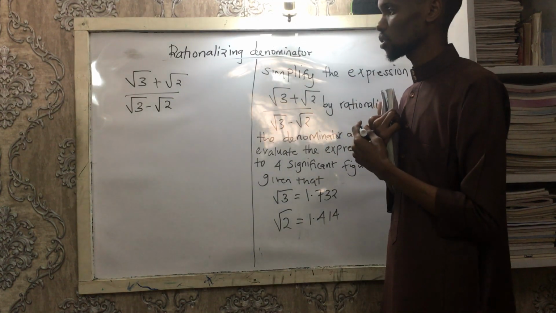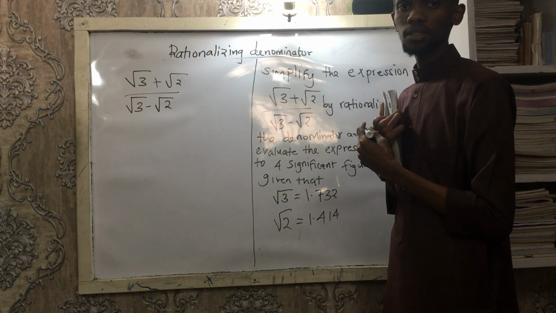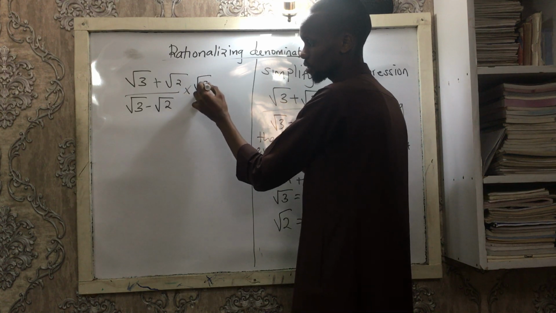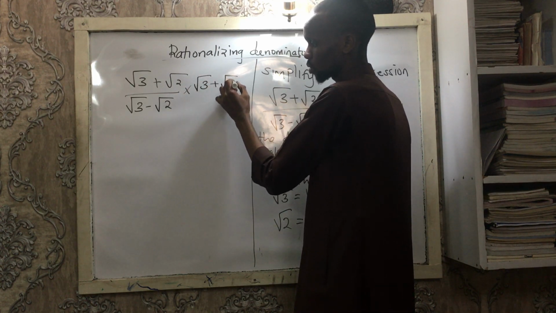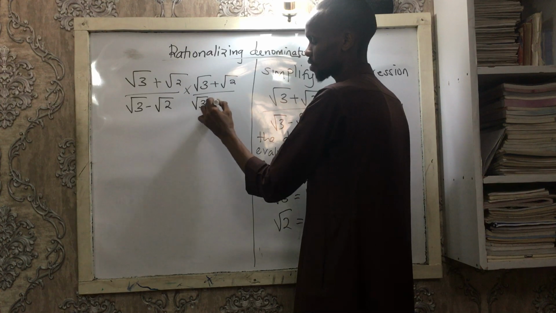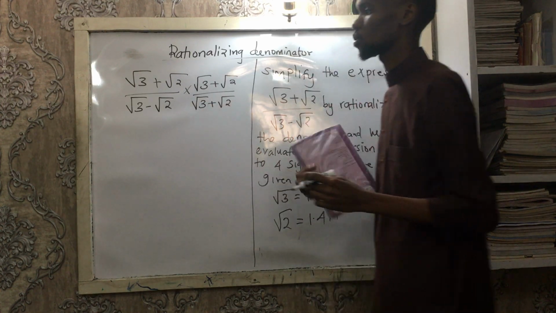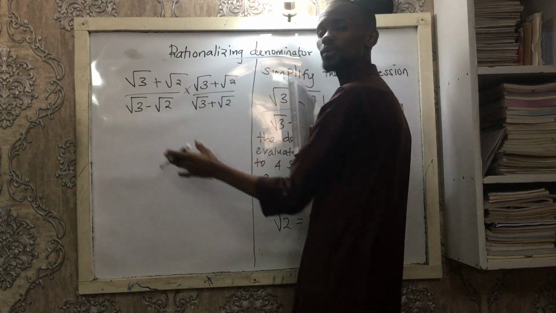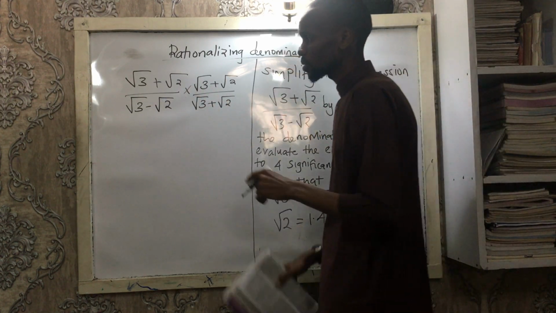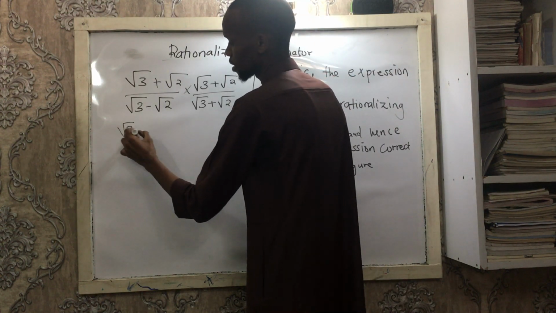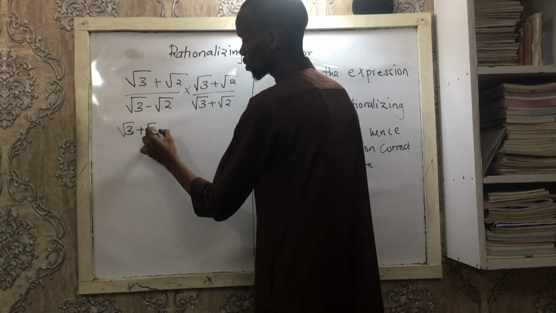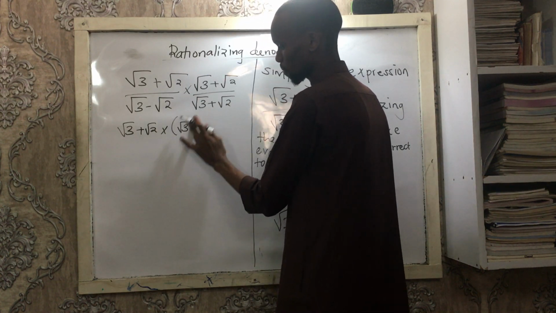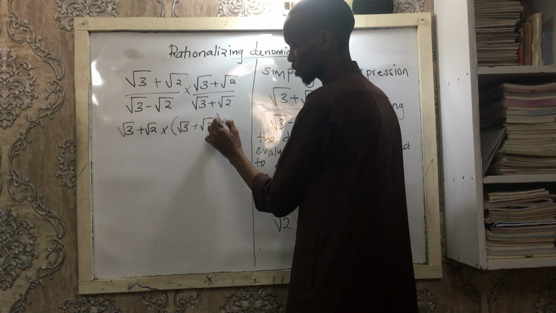Okay? So we conjugate the denominator, right? Remember conjugating the denominator, right? So we multiply by the root of 3 plus the root of 2 over the root of 3 plus the root of 2. I hope you are together up to there. So let's start with the numerator and then we come to the denominator, right? So the numerator will be the root of 3 plus the root of 2 multiplied by the root of 3 plus the root of 2, right?